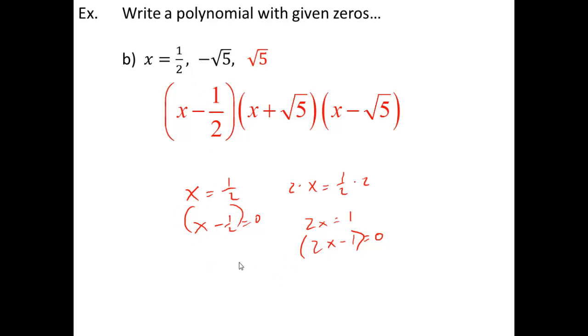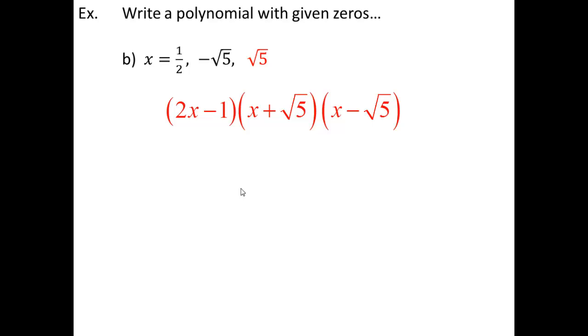It doesn't matter which factor you use. Technically, when you're done, you will have a polynomial that produces these solutions. But wouldn't it be much easier to use this factor as opposed to the one that has a 1/2 in it? I agree. So let's go ahead and replace that x minus 1/2 with 2x minus 1.